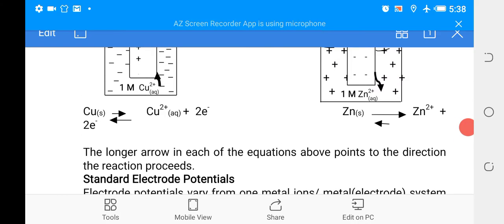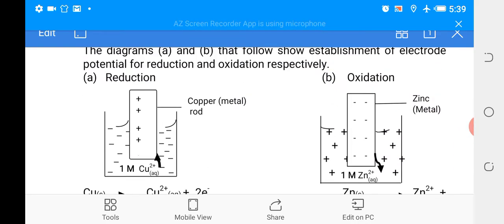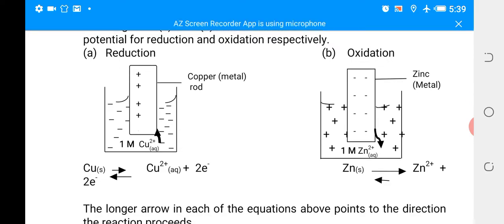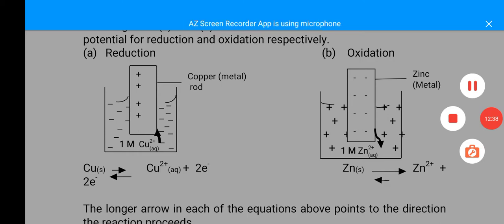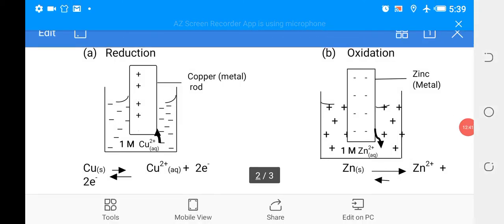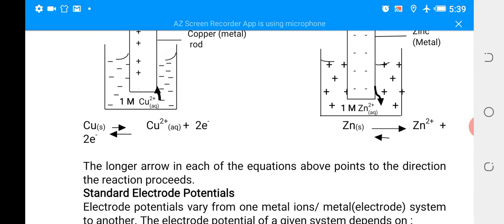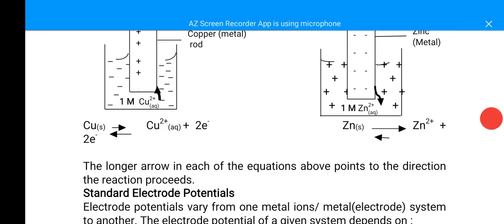we have the zinc, the oxidation part of the explanation of how electrode potential can be established. We have zinc dipped inside the solution of zinc sulfate. We have two possible reactions here as well. Zinc atom can be converted to zinc ion. But what will happen here is that we are going to have a zinc atom losing 2 moles of electron and forming zinc ion. So that's why we have the longer arrow pointing towards that direction. So loss of electron is what?